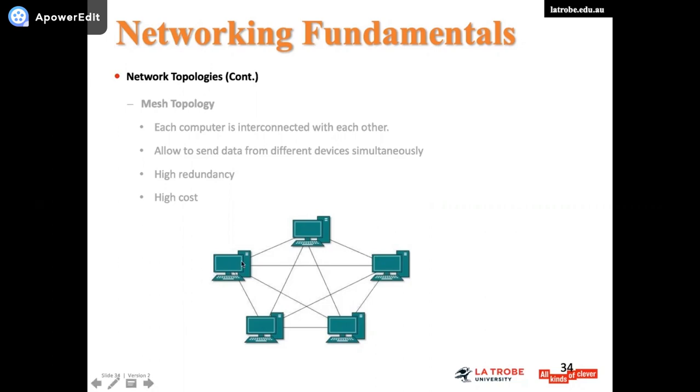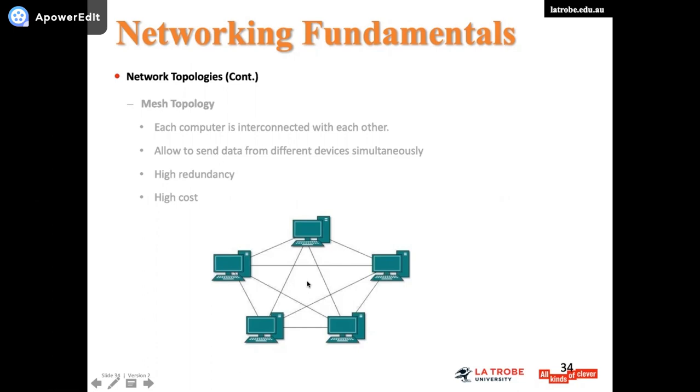But a major problem of this topology is it's very costly. Think about that. You have to connect all the computers with cable. So if we have hundreds of computers, the connections will be massive, which is not good for a very large network. So that's our last network topology.